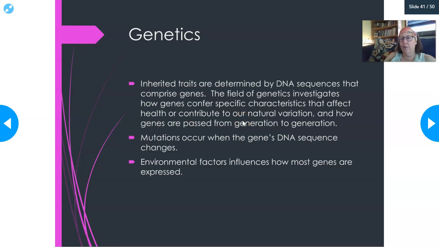And there are a lot of offshoots, if you will, of genetics. From genetics and genomics, you have epigenetics, which looks at how the expression of those genes is turned on and off by environmental cues. And then you have metabolomics, which looks at the whole total of all the stuff that's produced because of the genetic code. Anyway, there is a whole bunch of ways to study this. Mutations occur when a gene's DNA sequence changes. So that would be a mutation. A mutation is an actual change in the DNA sequence. And environmental factors will influence how most genes are expressed.